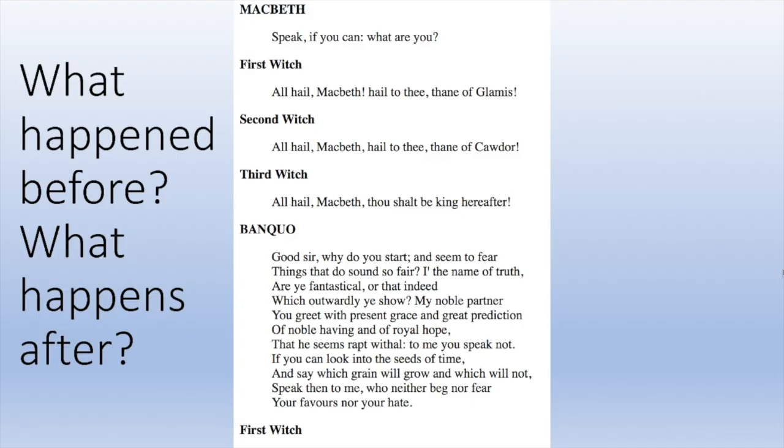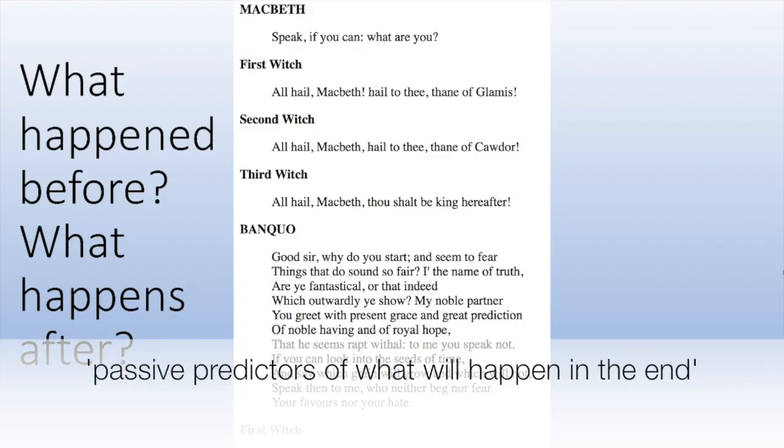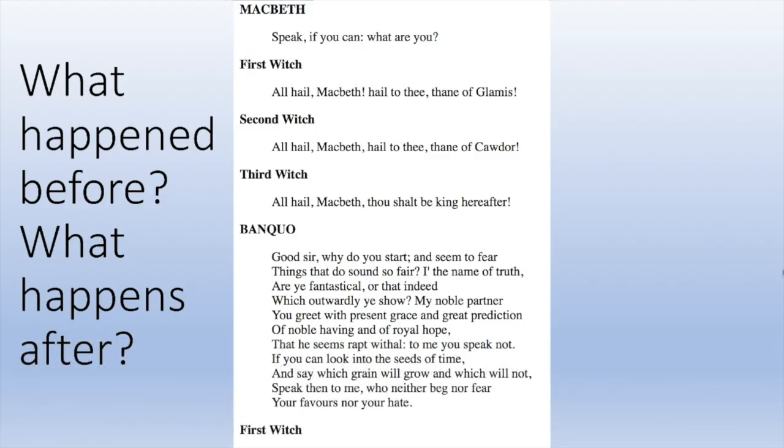Perhaps that they are, and this again is from the lecture, passive predictors of what will happen in the end. I think that's a fascinating idea, that perhaps they're not the ones that are making it happen, they're just able to predict what is going to happen. And of course we learn throughout the play when there are certain things the witches are unable to do, that perhaps they're not that powerful. But this all comes through analysing structure, whether you do it in the Freytag's pyramid approach or whether you think about just simple terms, what happened before, what happens afterward.